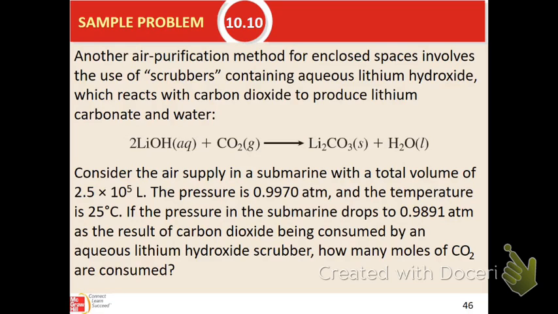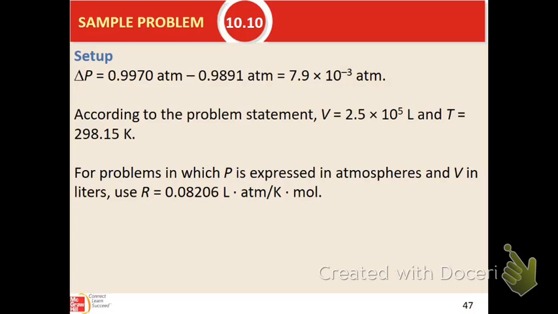Again, this is just using the balanced chemical equation coefficients. Look what's going on here. You got that volume, 2.5 times 10 to the 5th liters of air. Okay? And there's your pressure, 0.9970 atmospheres, and there's your temperature. Okay? The result of carbon dioxide, how many moles of CO2? So notice what's happening. Your pressure is changing. Okay? What's going to happen to your volume and to your temperature?